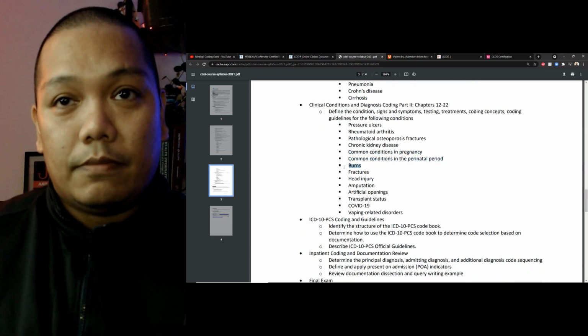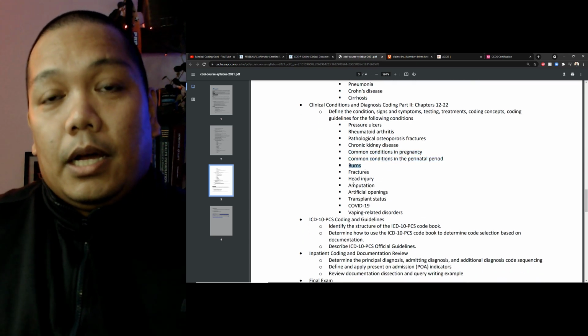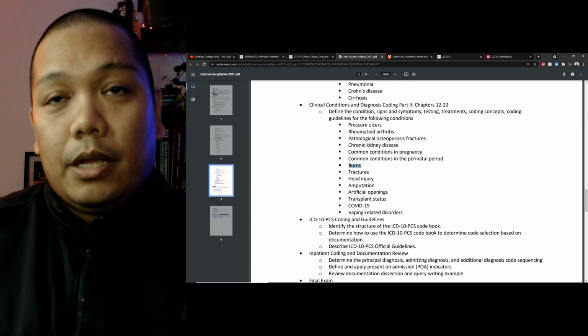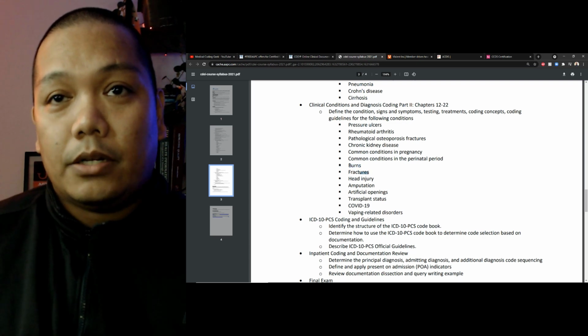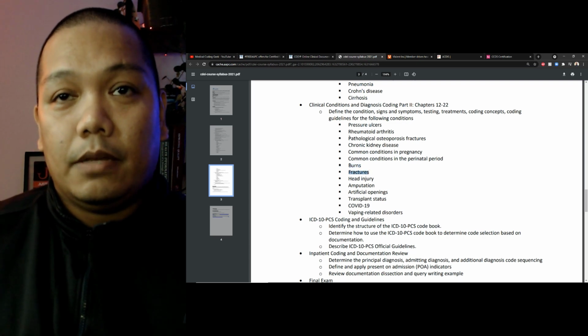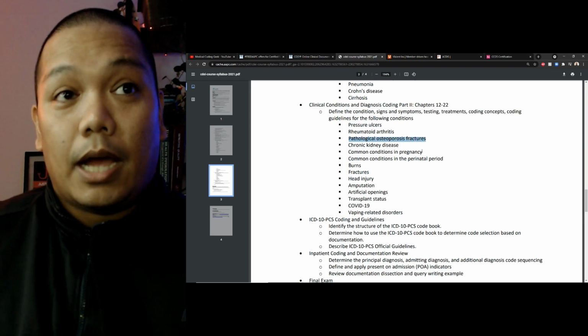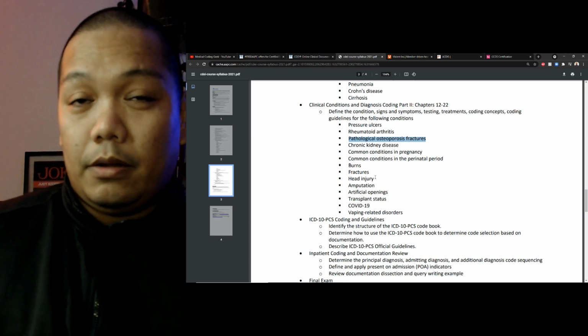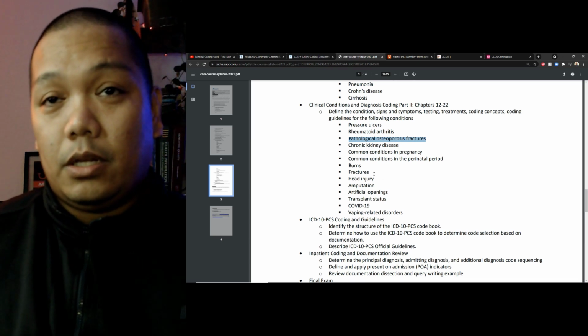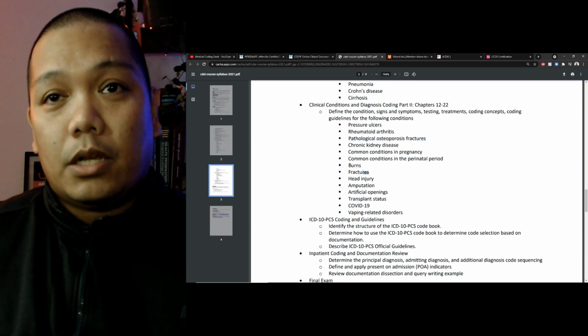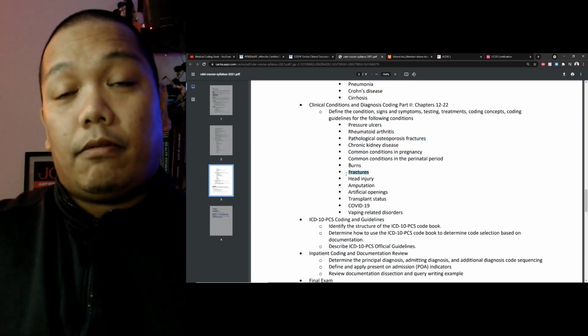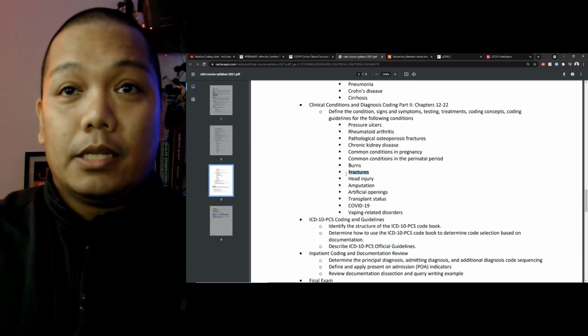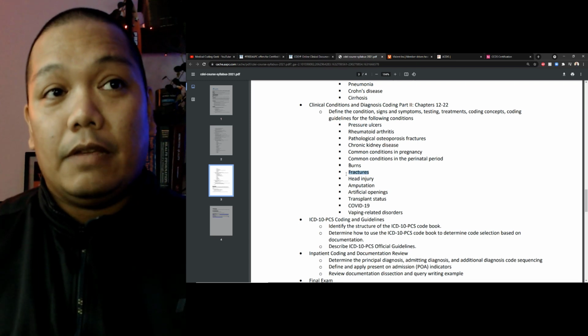Burns, yes, very important. Site location, degree, all right. Fractures, yes, different types. I think what's most important is the type. Is it traumatic versus non-traumatic? If it's traumatic, what kind of traumatic is it? Where is it located? I think what's also most important is what is the result of the fracture. One thing that is not mentioned in here is multiple significant trauma.